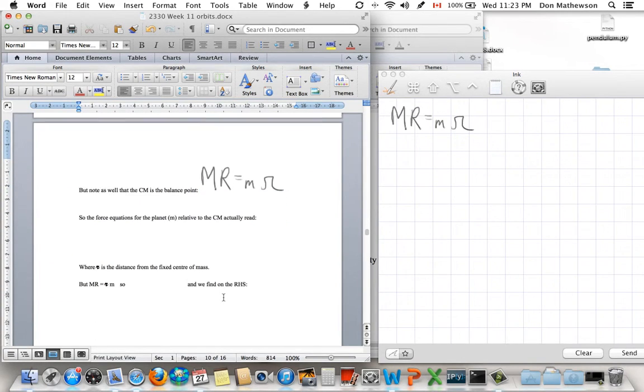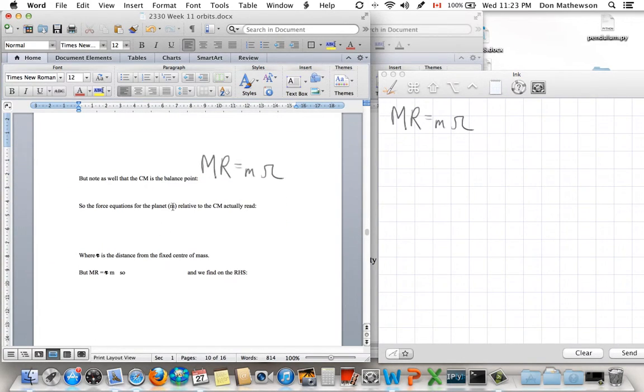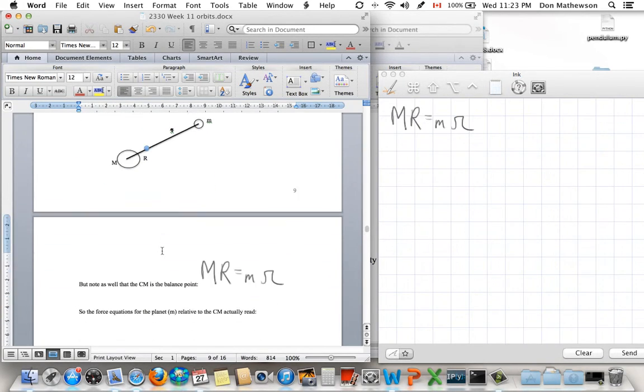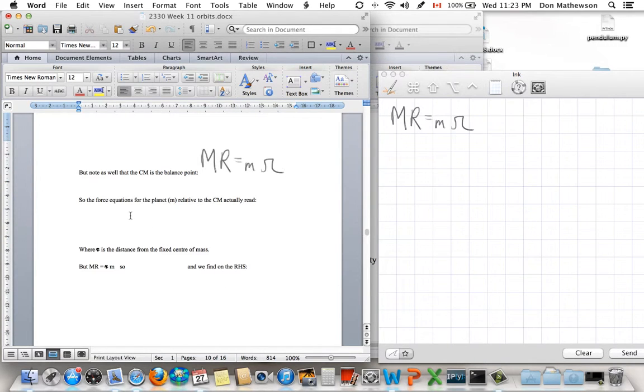Now, if we look at the force equations of our planet relative to the center of mass, and we're going to see later on that the center of mass for the Earth-Sun system is really, really close to the center of the Sun. So we're talking about a very small change in what we had earlier. But the force equations will read as follows.